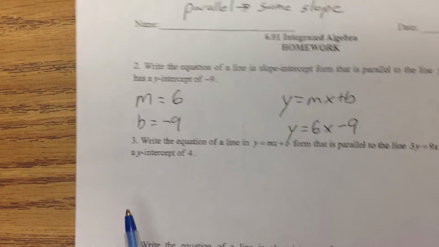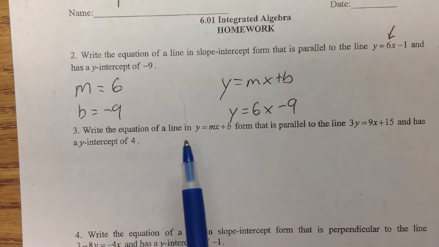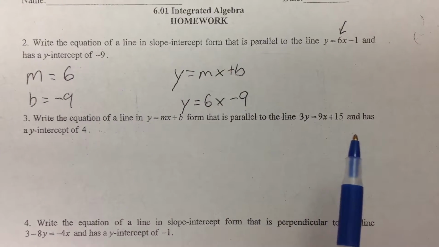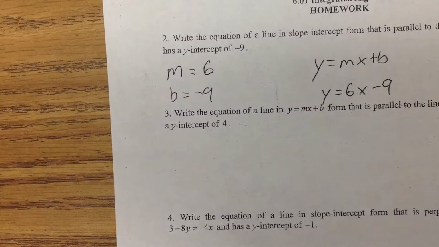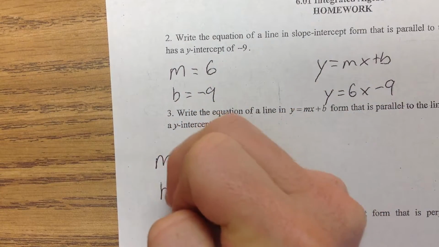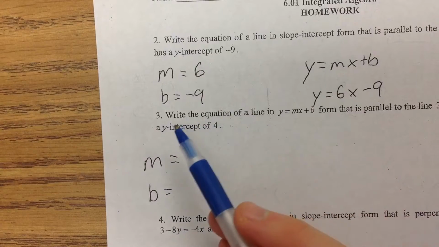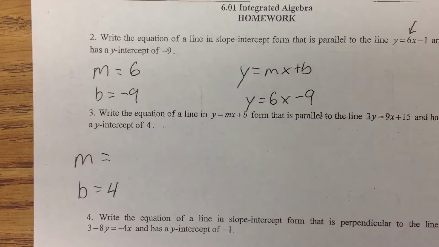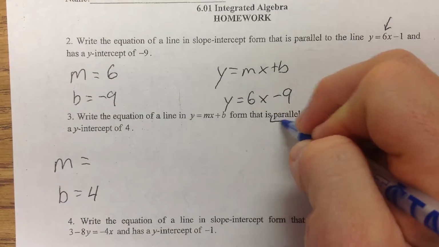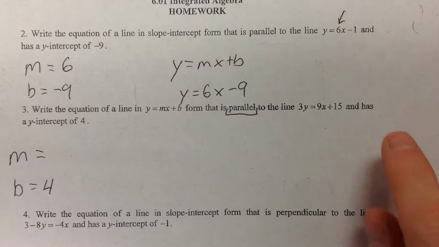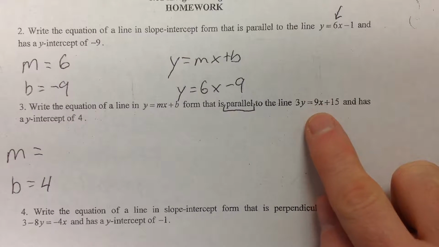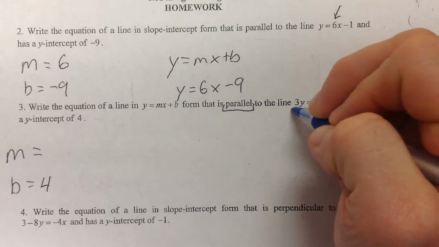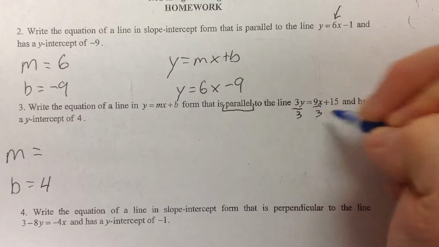Okay, so let's take a look at number 3. Number 3 says write the equation of a line in y equals mx plus b form that is parallel to the line 3y equals 9x plus 15 and has a y-intercept of 4. So again, on all of these, I need my m and my b. The y-intercept is 4, so they gave me the b. Now, I've got to figure out my slope. They're telling me it's parallel, which means they're going to have the same slope. Unfortunately, I don't know the slope of this line yet. And the reason I don't know the slope of this line yet is because the y is not by itself. So before I know the slope, I have to get the y by itself.